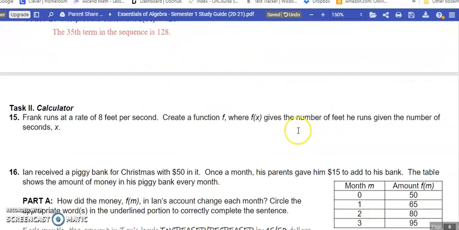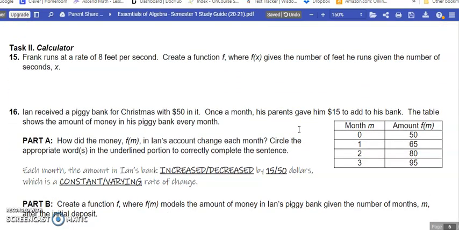Okay. Number 15. Frank runs at a rate of 8 feet per second. Create a function where f of x gives the number of feet he runs given the number of seconds. So this one's pretty straightforward. Frank's distance traveled as a function of time is 8 feet times the number of seconds, since it's 8 feet per second.